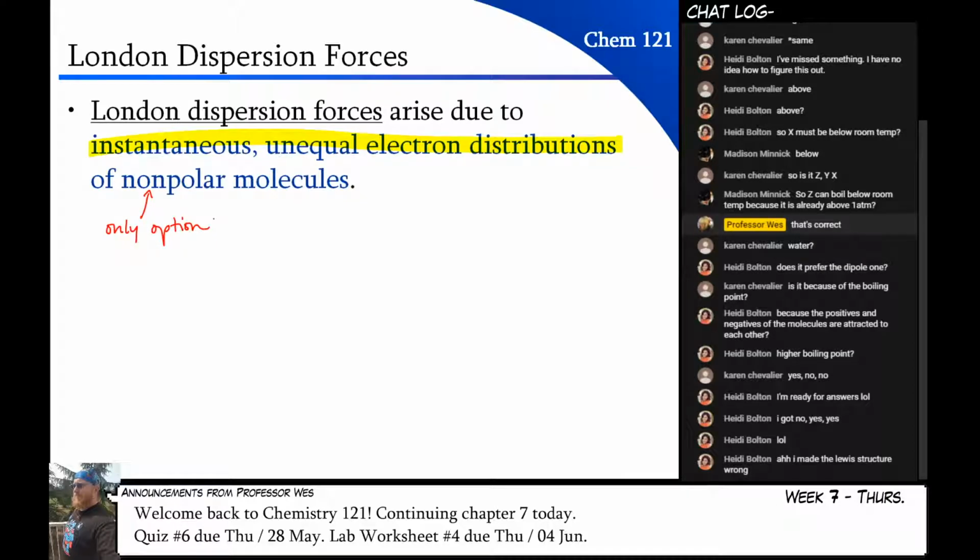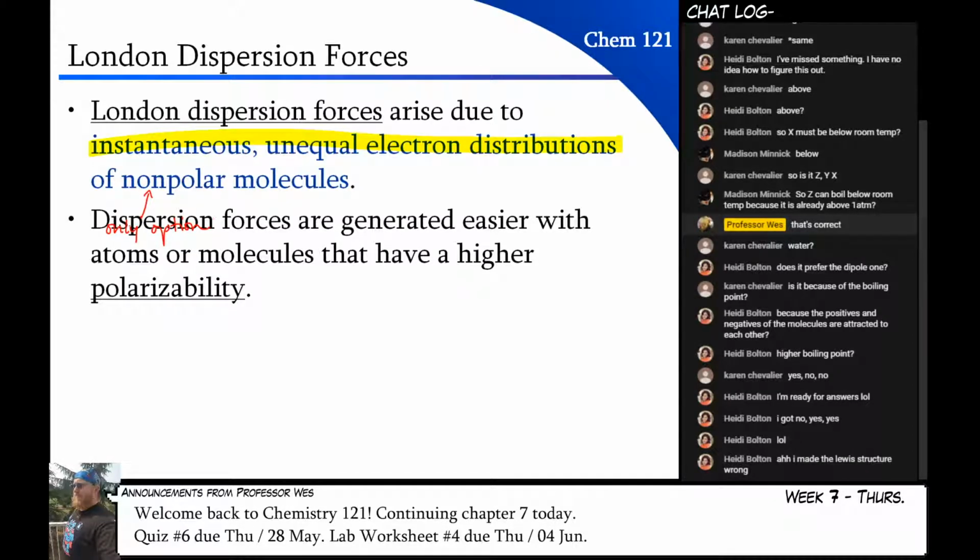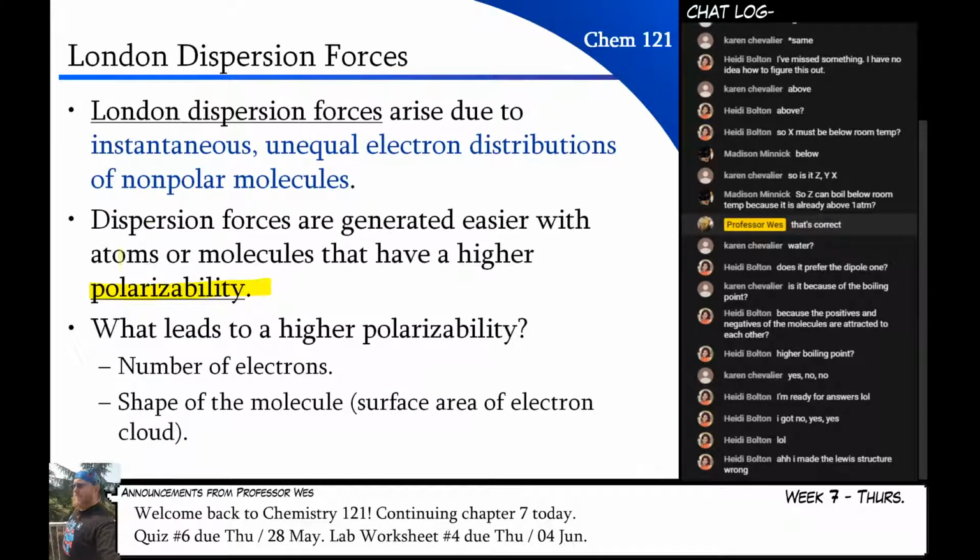Hydrogen bonding requires a very polar bond. Dipole requires a dipole. Nonpolar molecules, they only have dispersion. This is all they get. How do you increase the dispersion force? You do this by increasing a molecule's polarizability. And what polarizability refers to are these two things. The first is just simply how many electrons are available to move around. The more electrons you have, the more likely you are to have an uneven distribution.